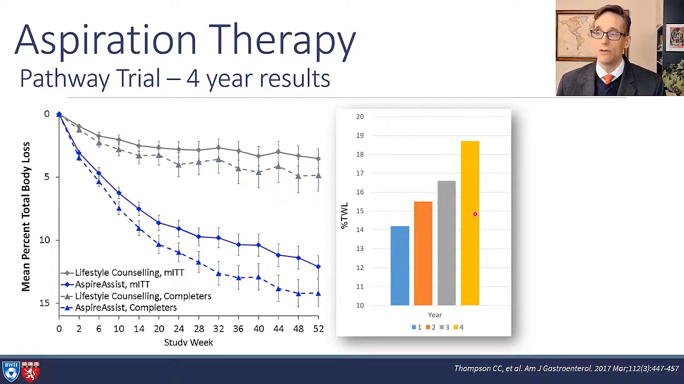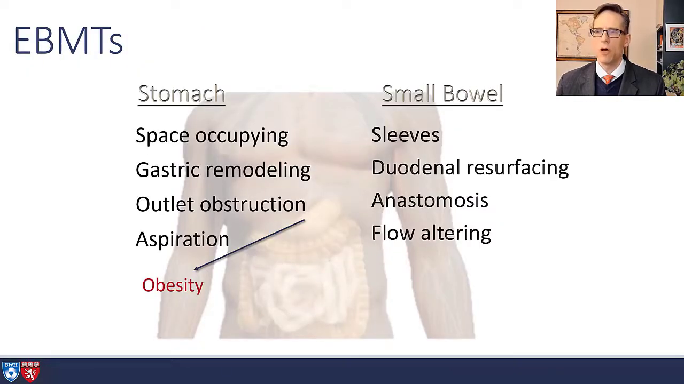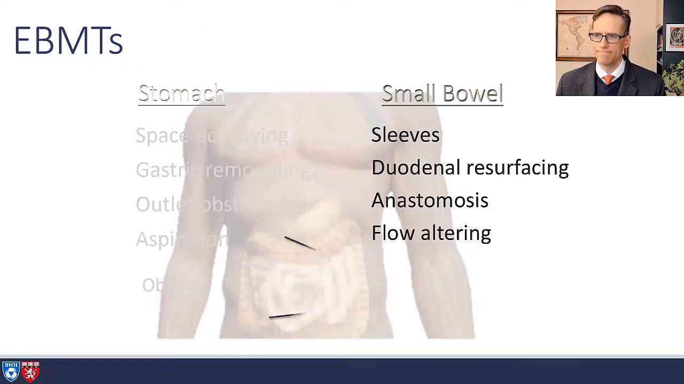And you see this out to 4 years in a follow-up study where patients are at nearly 19% total weight loss. In adverse events, the main thing you worry about are persistent fistula, which we're seeing in 12% of people, and 2% required surgery. So very important to be aggressive when you remove tubes that have been in for a longer period of time by ablating that mucosa and clipping or suturing that defect closed to try to minimize the patients that need surgery. Moving on to small bowel type devices.